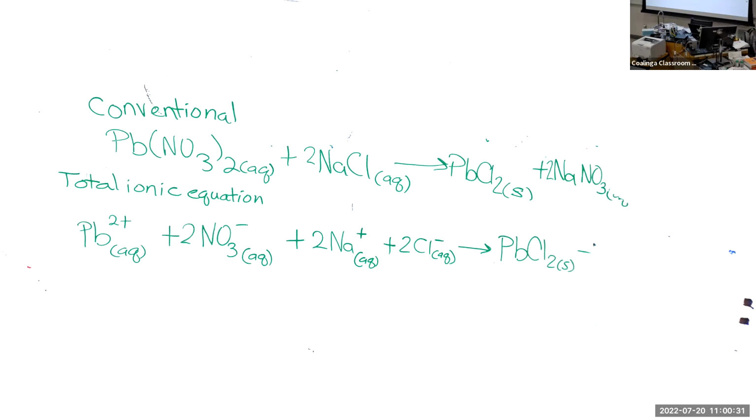Okay, so what about the next one? Is it going to separate or is it going to stay together? We're going to break it apart. So we have 2Na plus NO3, plus NO3. And then we have the charge. Okay. So this is called the total ionic equation. So you're splitting it up. Now we've got the total ionic equation.